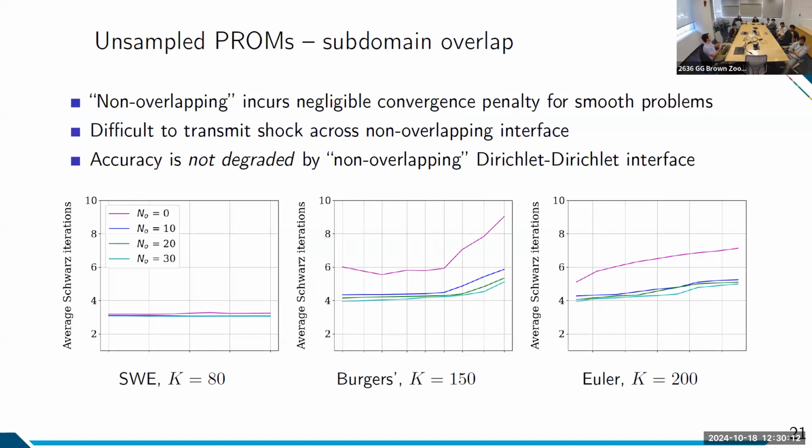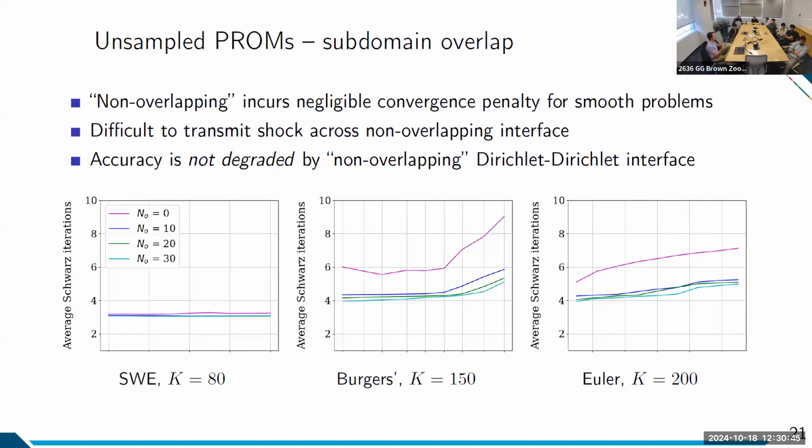You should still be converging to your equivalent monolithic solution, given some sort of convergence criterion. But it will generally affect how many iterations you need to take to reach convergence. On these plots, you can see the number of Schwarz iterations per time step that are required to achieve convergence. For the shallow water equations, varying the overlap has very little effect on that convergence. It's a smooth solution, not quite as much of a concern.